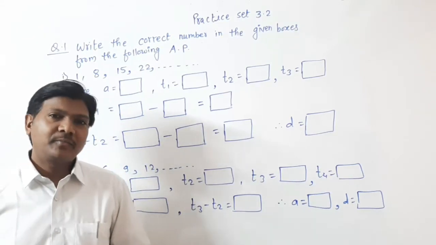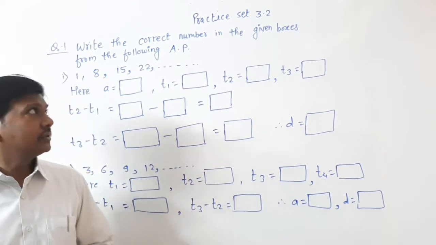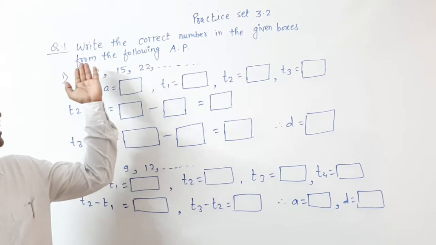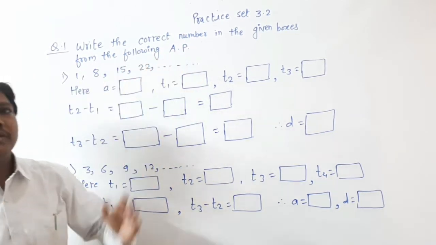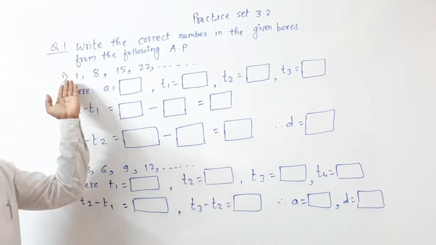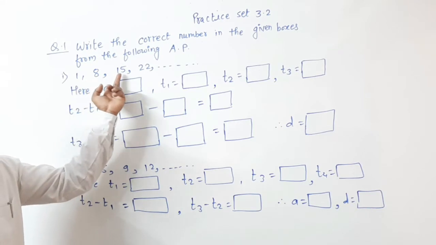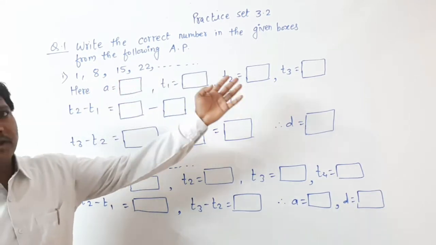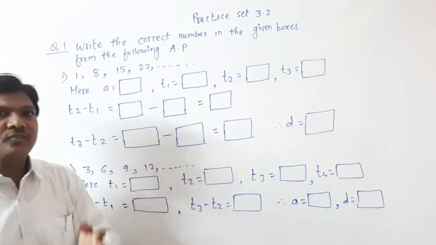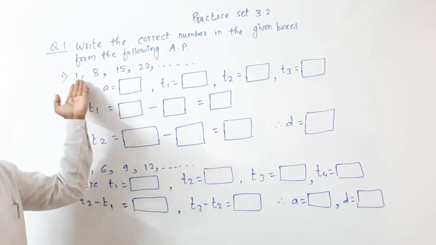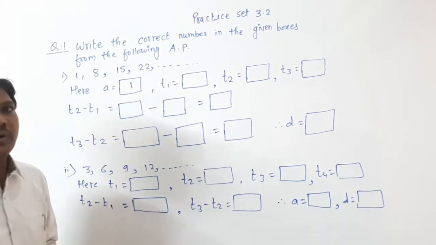Let's see math first, third chapter, arithmetic progression. First question: write the correct number in the given boxes from the following AP. Here the arithmetic progression is given, that is 1, 8, 15, 22, and so on. So here what is A? A means first term. So you know A, that is the first term, 1. So we write A, that is 1.